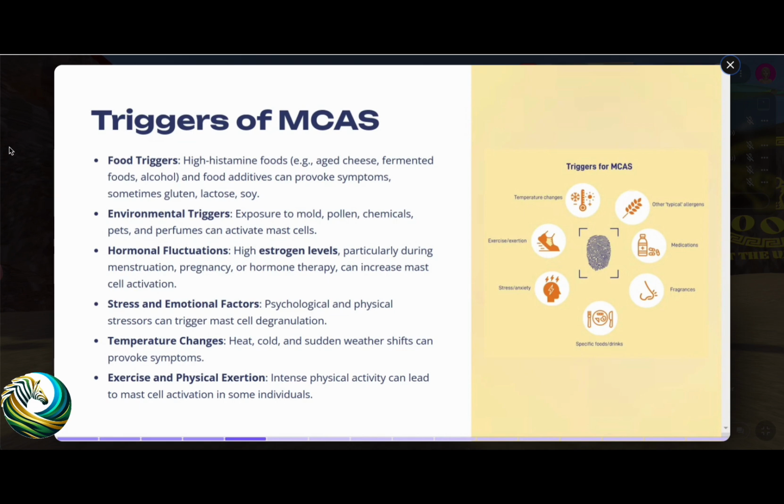As I also mentioned before, stress and emotional factors are major triggers. Temperature changes, heat, cold, and sudden weather shifts can really provoke lots of symptoms. So you flare whenever there's this change. Apparently our body cannot adapt very fast. So in case of doubt, just flare. And one I was really surprised to have as a trigger of MCAS is exercise and physical exertion. When you push yourself too much, your mast cell also gets overactivated.